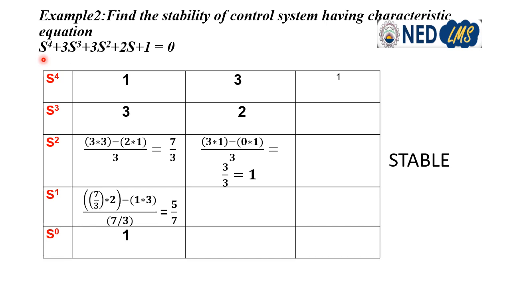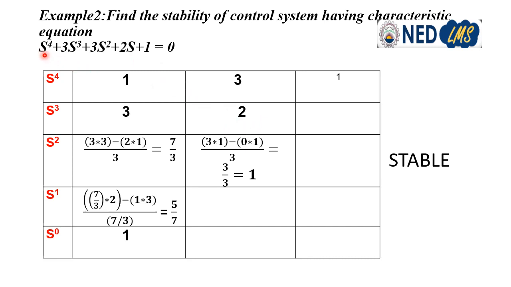So we use the coefficient of s raised to the power 4, which is 1. Then we use the alternate coefficient. So the third one is the coefficient of s square, which is 3. We have put 3 here. Then the next alternate coefficient is 1. We have put a 1 here. Then the coefficient of s cube is 3, so we have written 3 in the second column. The next alternate coefficient is s to the power 1, so we have written 2 here.